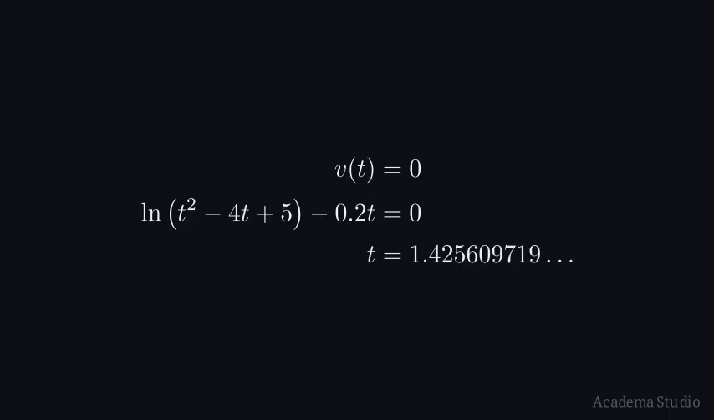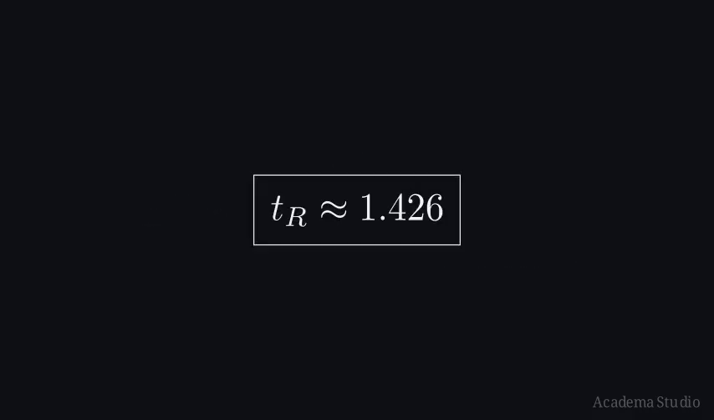The calculator gives t approximately equal to 1.425609719. To 3 decimal places, the particle is at rest at t sub r equals 1.426. Choose a test value in the interval from 0 to t sub r.